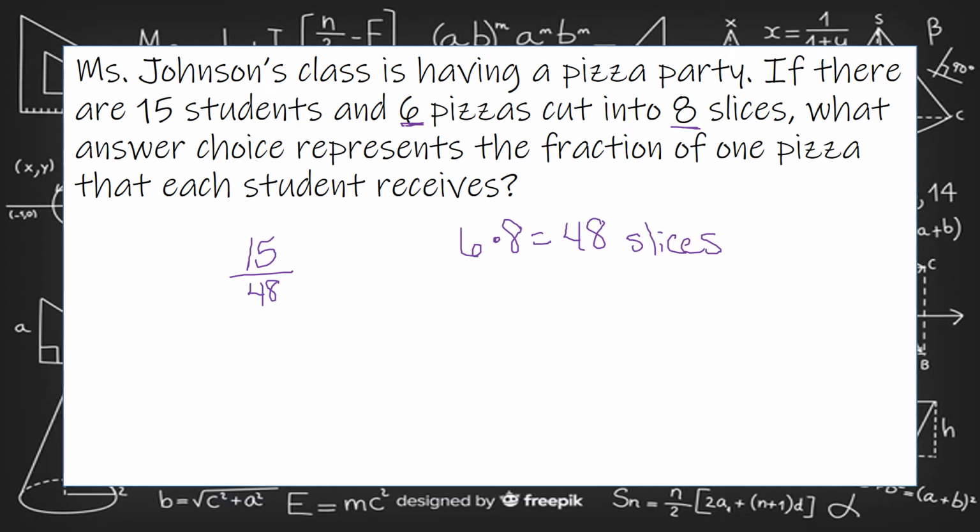So I'm just going to simplify. I know both of these are divisible by 3. So I see that's 5. 48 divided by 3 is 16. So each student receives 5/16 of a pizza.